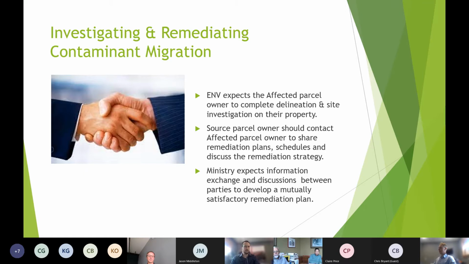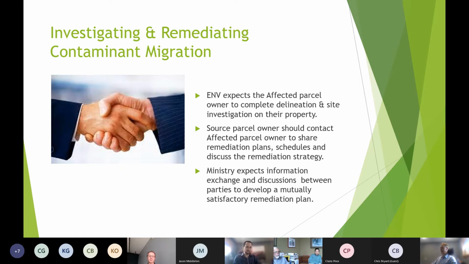Once the contamination has been ruled out as sourcing from your site as the affected parcel, the source parcel should be notified, should be contacted, and all information regarding site investigations, schedules, and remediation plans should be obtained. The ministry then expects information and discussions between the parties to develop a mutually satisfactory remediation plan.